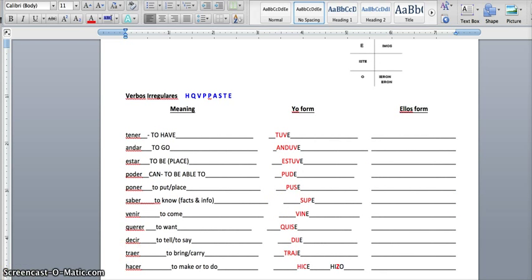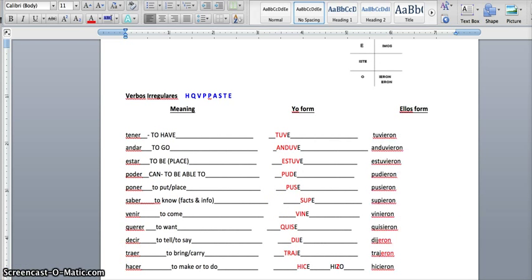All right, so here come the EOS form. I've got those conjugated out for you there. I've got from the top, tuvieron, anduvieron, estuvieron, pudieron, pusieron, supieron, vinieron, quisieron, dijeron. It loses its I there. Maybe there's too many dots above the word, I have no idea. Trajeron instead of trajieron. And then hicieron. So these are your weirdos.